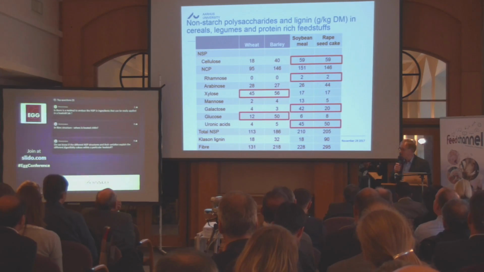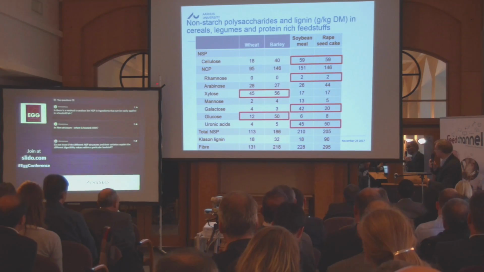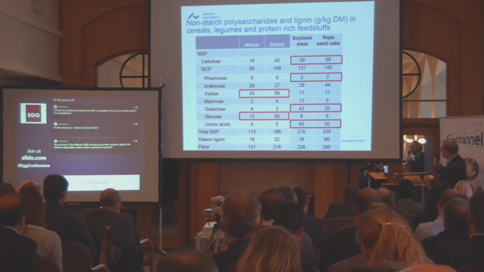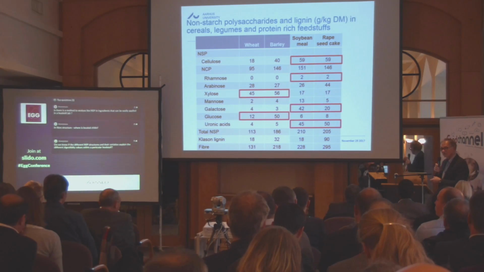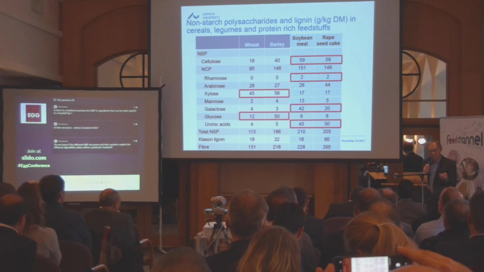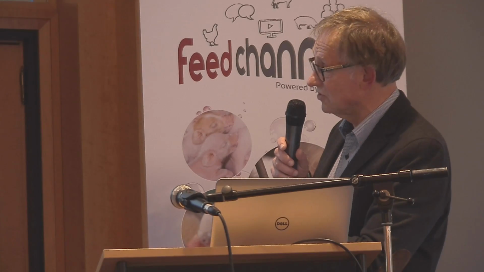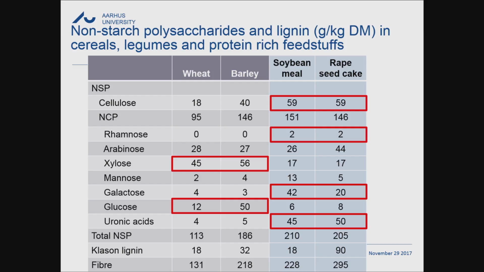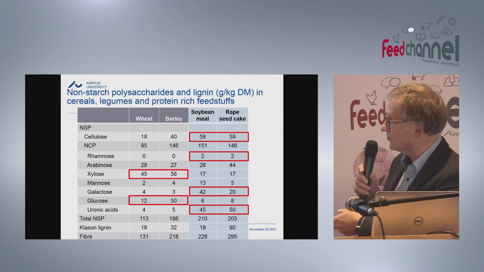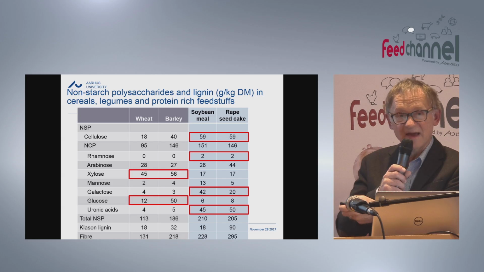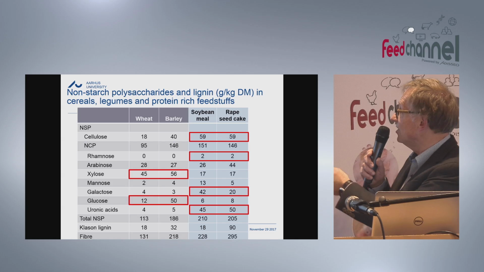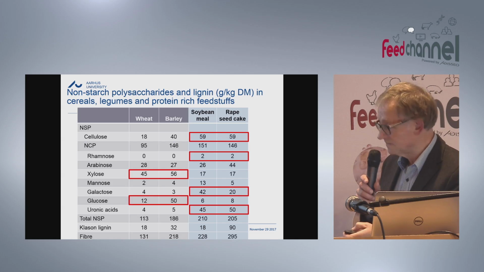On the other hand, when you come to the cereals, you'll see that they have a relatively higher content of xylose, which is actually the marker of the arabinoxylans in cereal products, and also of glucose, which is a marker for the beta-glucans. So just by looking at the sugar monomer composition, you'll notice that there are big differences between the cereals and the protein-rich materials.